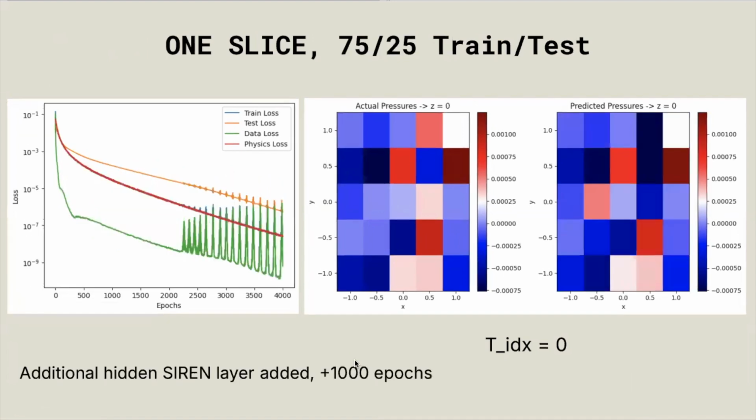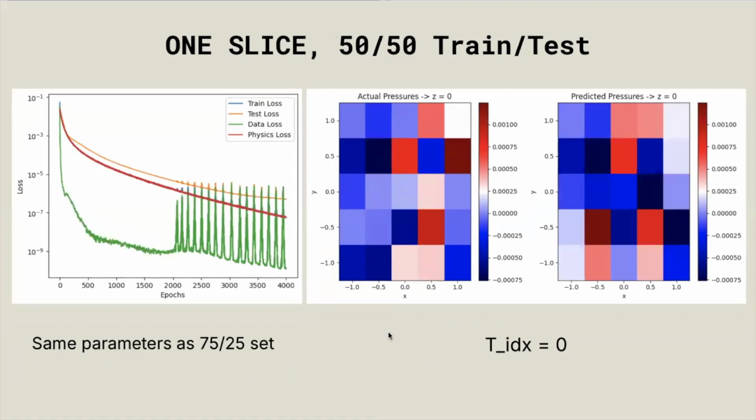For the 75-25 train test set, it's a little bit worse, and to get here, we did have to make some changes. We added an additional siren layer, and we had to use 1,000 more epochs. Overall, though, this would still likely be useful. We're still pretty happy with how it worked, and we do have room for improvement should we be willing to spend the hardware and time to continue training.